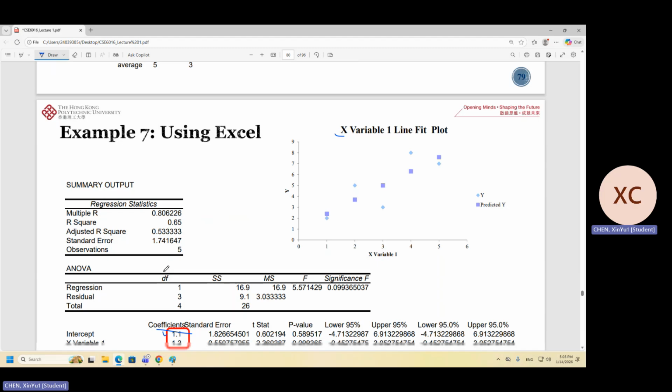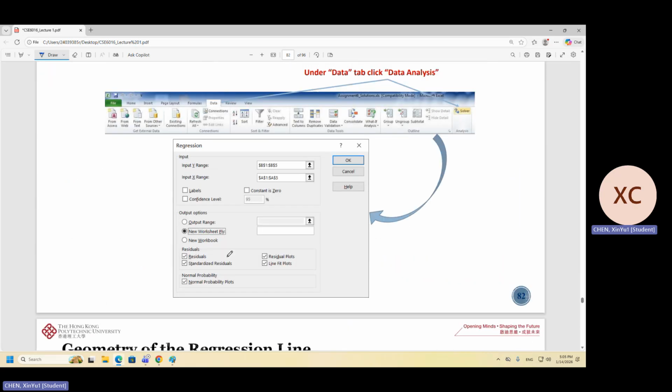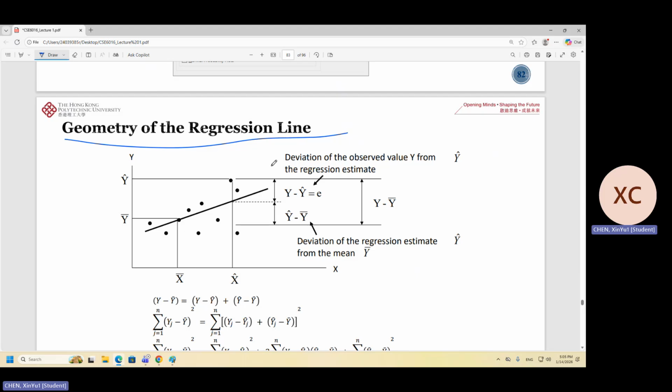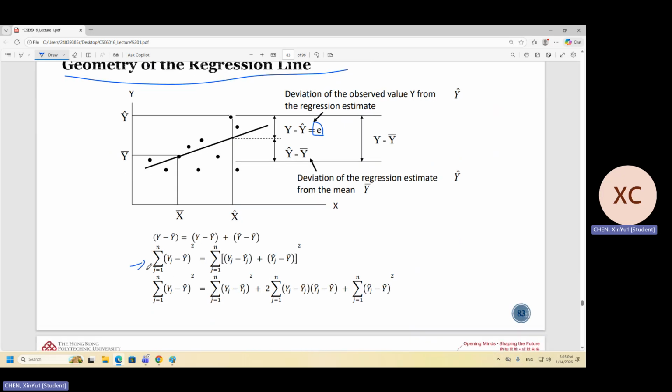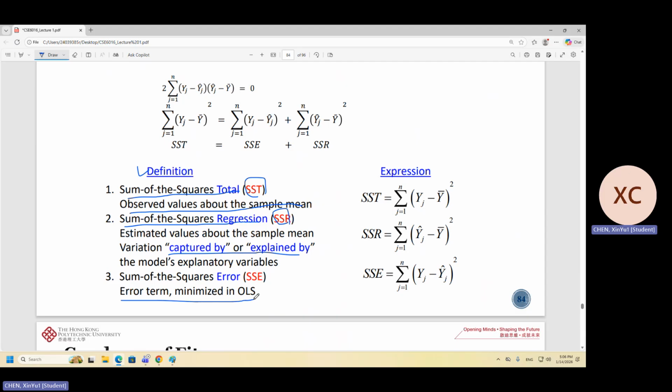Okay, so for the estimation of the regression model, this is the basic approach, and Excel can do it. And then the geometry of the regression model: we calculate the difference between the observed value and the estimated value, sum the squares of the differences, and try to minimize it. For the regression model, we have several definitions. The sum of squares total is called SST, and the sum of squares regression is SSR. The SST is about the observed values around the sample mean, and the SSR is about the estimated values' variation around the sample mean, captured or explained by the explanatory variable. And the sum of squares error, SSE, means the error term, which OLS minimizes.